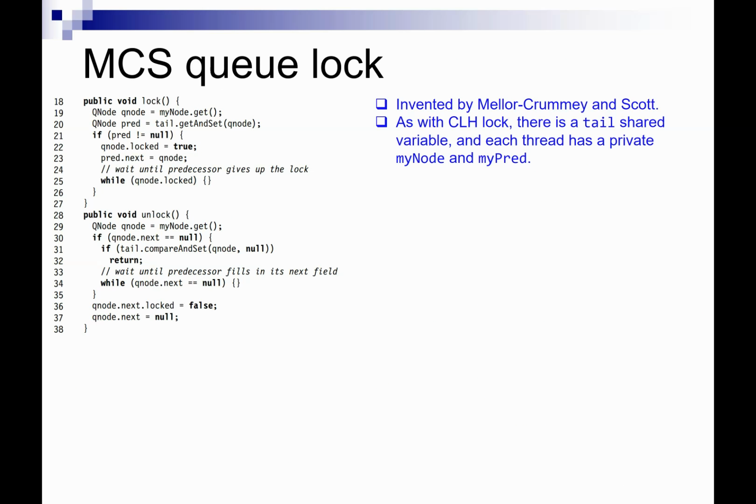So the final algorithm we're going to look at is the MCS lock. This is a famous lock by Mellor-Crummey and Scott. This algorithm is going to remove the problem that the CLH lock had, which was remote spinning. Instead, it's still going to be a queue lock.